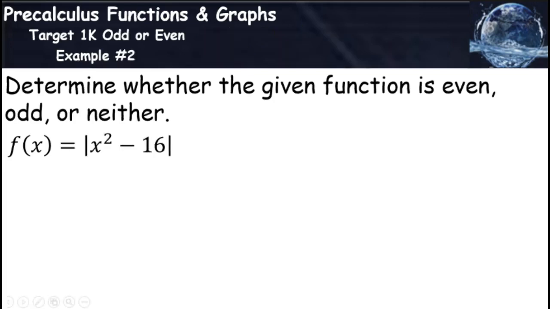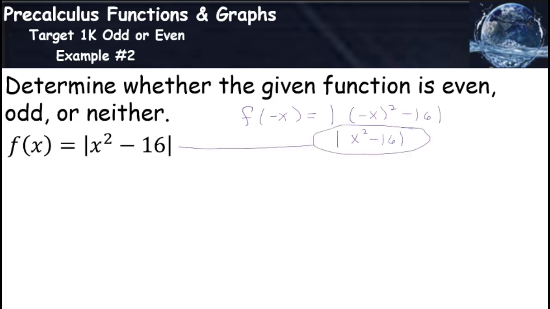Okay, number 2. The same thing, the same rules. So I'm going to find f of negative x. So that would be absolute value, and then in parentheses, negative x squared minus 16. Now when I multiply negative x times negative x, I get positive x squared minus 16. So this right here is f of negative x, and I'm going to compare it to the original. And right there, those are equal, so this means it's even. Now it's not necessary to check the odd at that point because we know it's even, not odd.